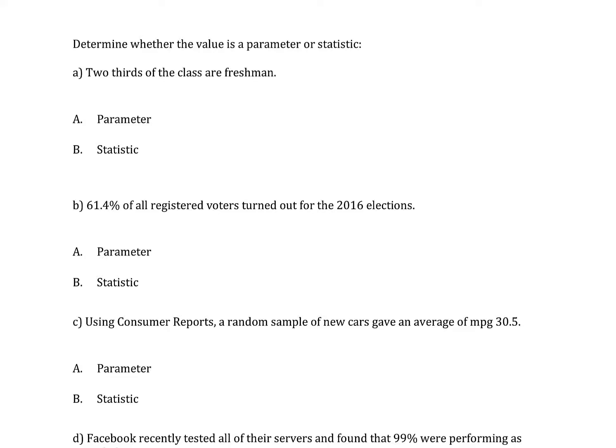Determine whether the value is a parameter or a statistic. 2/3 of the class are freshmen. In this case, we are talking about all members of a class, and 2/3 of that class happen to be freshmen. So since we're talking about all members of the class, this is referring to a population of items, and therefore any calculation based off of a population is a parameter.